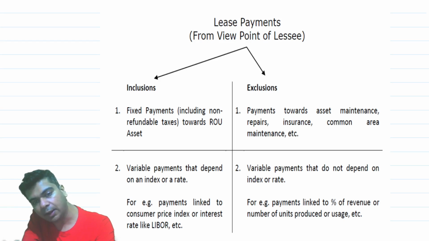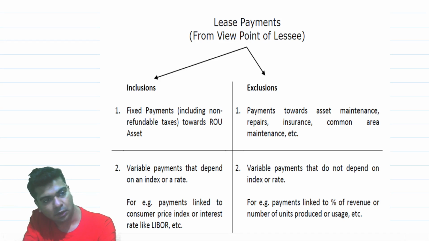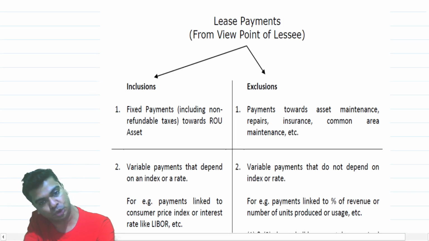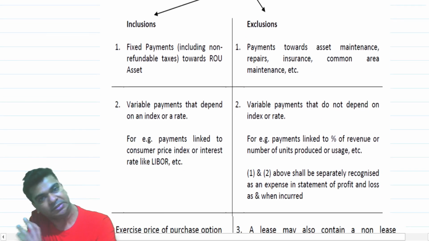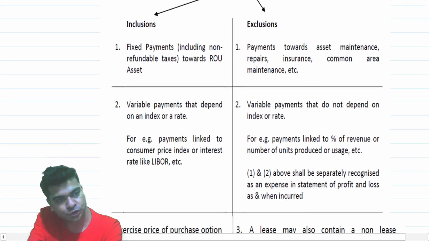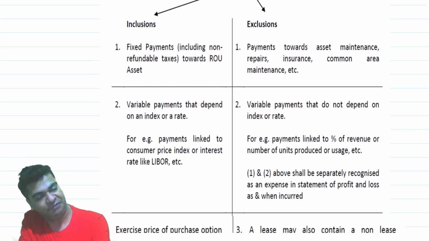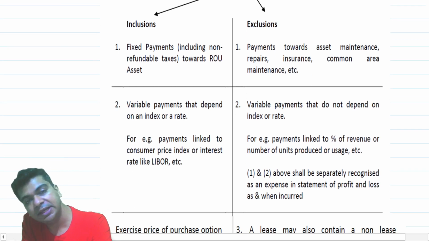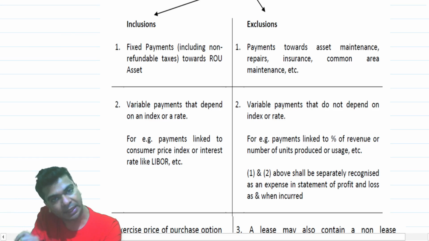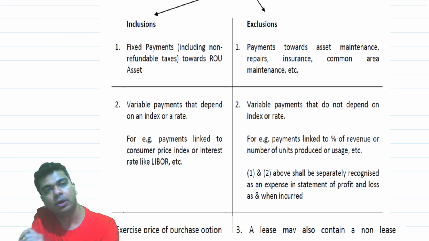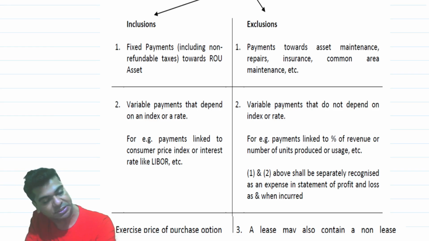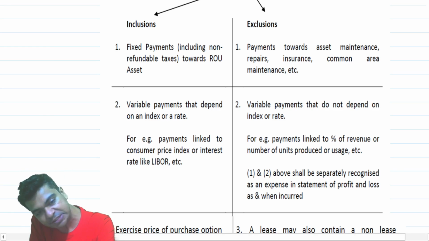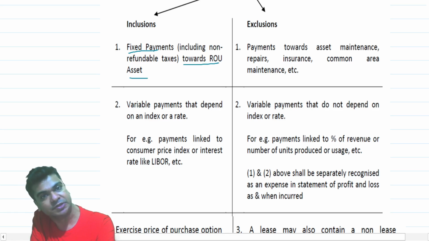So going back, yes, lease payments, as you can see, inclusions and exclusions. Let's understand the inclusions first, then we will discuss the exclusions. The very first item that will be included in the lease liability or lease payments will be the fixed payments that you are making towards the ROU asset. So they are saying fixed payments towards the ROU asset.